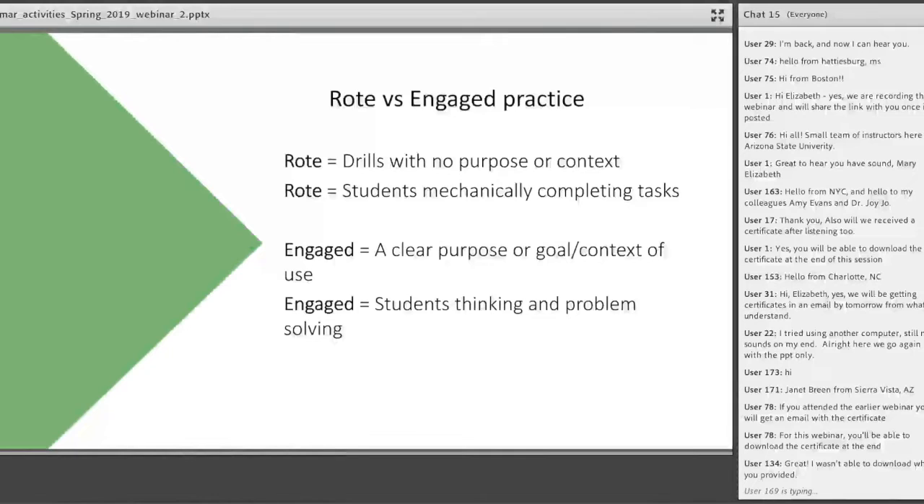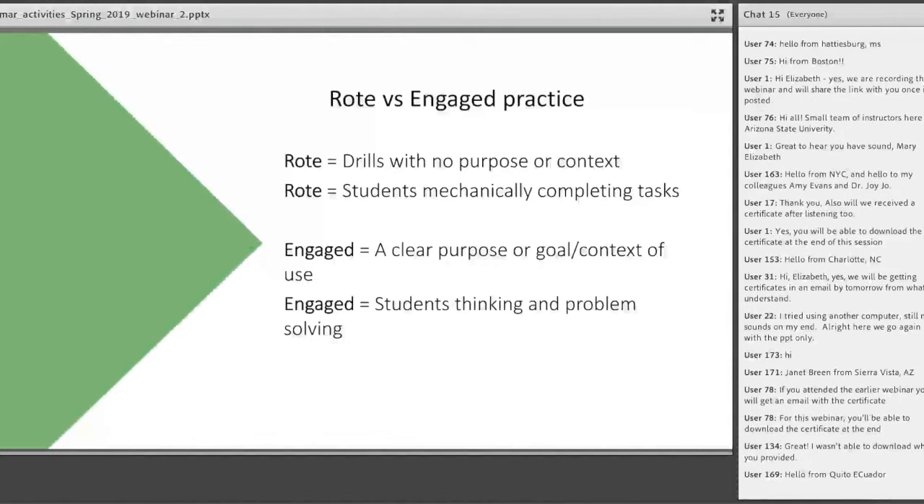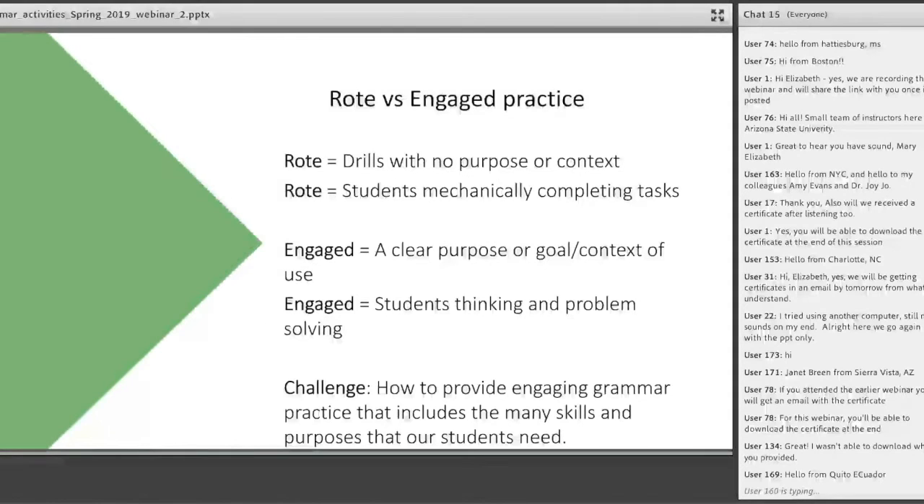We're explaining why we're doing something. We're explaining to students what we're expecting them to learn, why we're involved in this practice, and also the context of use. How are they going to use it? And also students are then engaged with engaged practice. Students are thinking, they're problem solving. We're giving them recognition and respect. We're saying, we know you're smart, and we're going to have you actively involved in learning. And that's what engaged practice is all about.